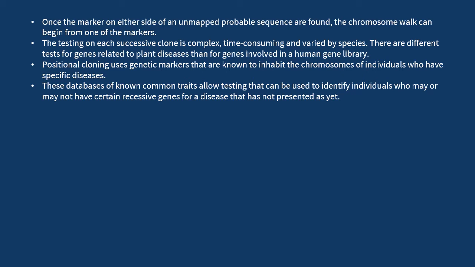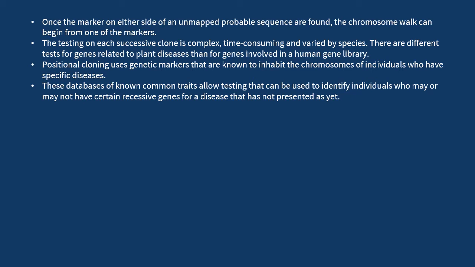So you may get varied results; you just cannot compare the different tests which are used for plant disease with those used for human genes. There are variations, there are differences. Positional cloning uses genetic markers that are known to inhabit the chromosomes of individuals who have a specific disease. Mostly the genetic diseases are studied, and the role of a particular gene is known.